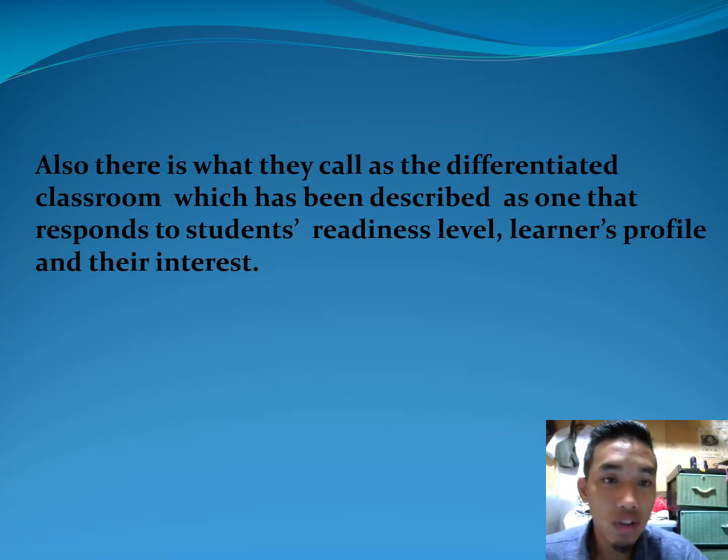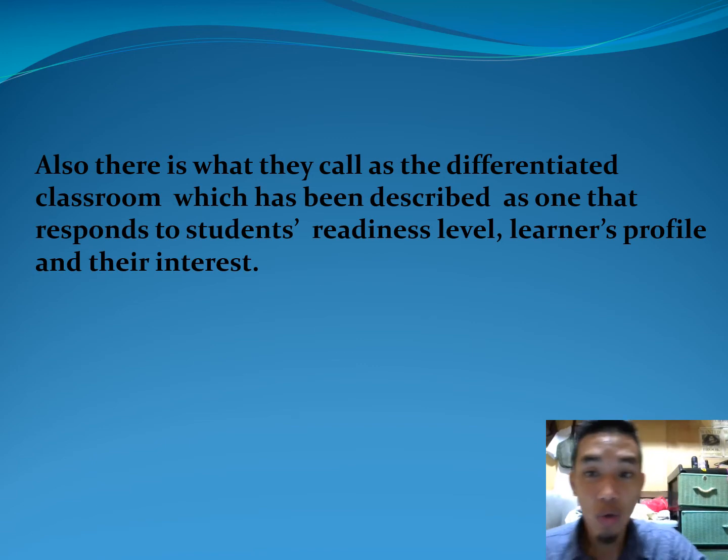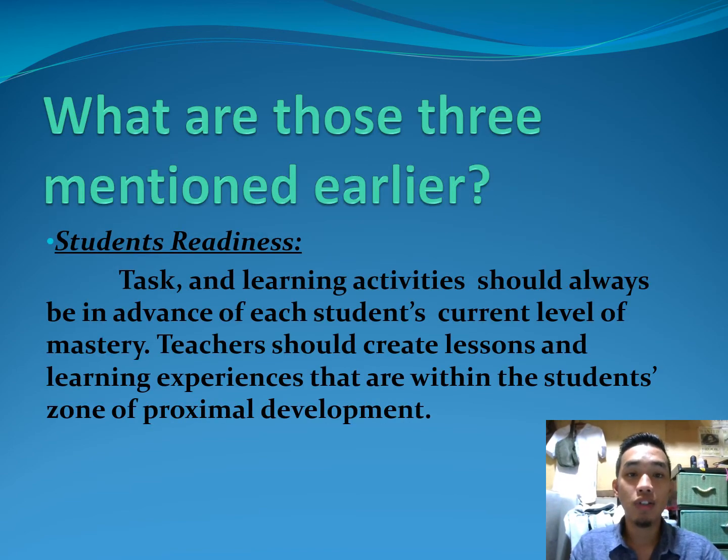There is also what we call the differentiated classroom, which has been described as one that responds to the students' readiness level, learner's profile, and their interest. So this is the environment where we can see the students' readiness level, learner's profile, and interests in the differentiated instruction that was provided. So, what are those three mentioned earlier?